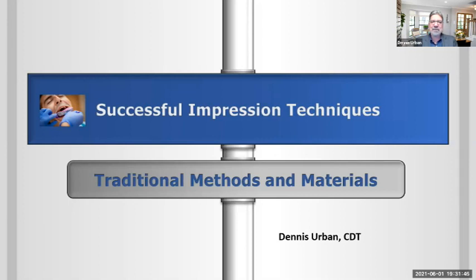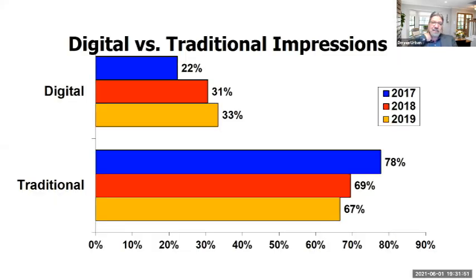So we're going to start off with some facts as far as digital and traditional impressions. If you look here on the screen, you'll see this survey only goes to about 2019. It was done by the National Association of Dental Laboratories here in the United States. You can see on the digital side, from 2017 to 2019 versus traditional impressions, we're getting an increase in digital impressions in a laboratory, but the majority of impressions are still traditional impressions, and that's what we're going to cover tonight, because I've been asked so many times about traditional techniques and successful impressions.